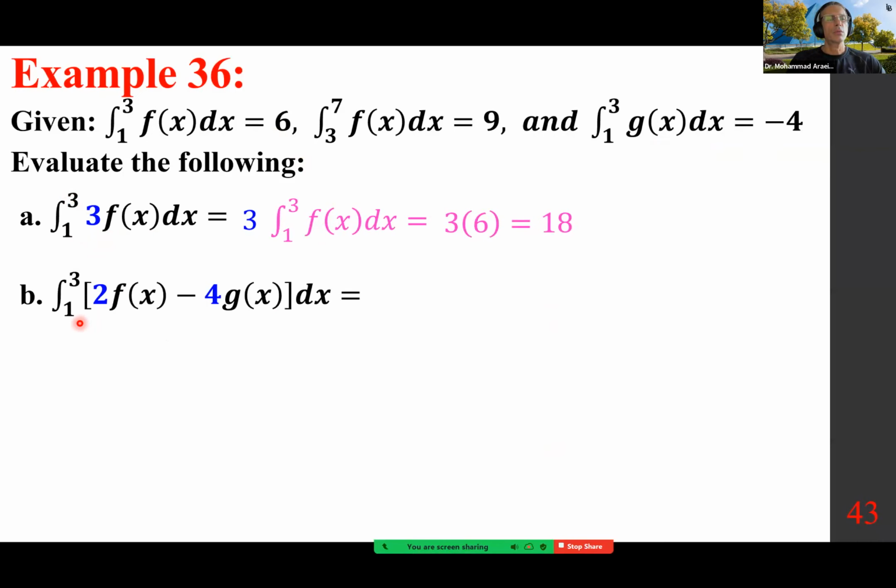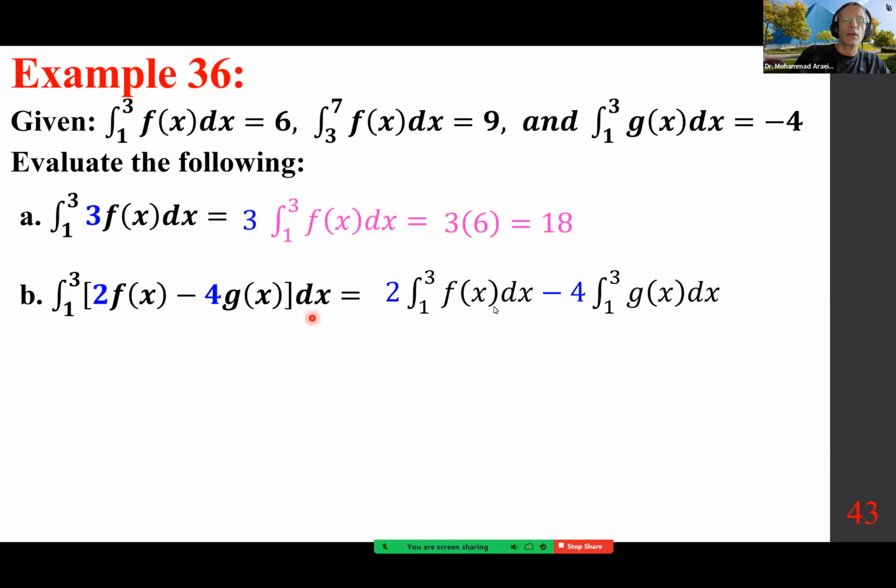The integral from 1 to 3 of 2 times f of x minus 4 times g of x dx. So we are going to use properties of integration. We know this part to be 6, this part to be negative 4, so 2 times 6 is 12, plus 16.